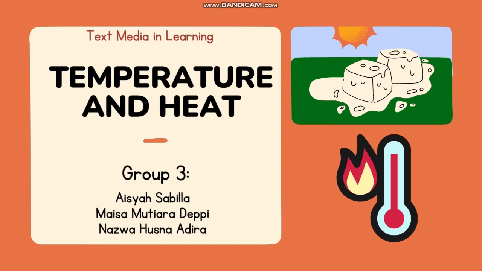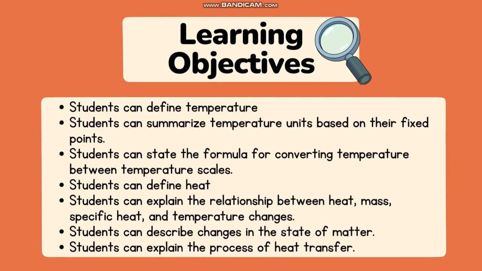Temperature and heat. The learning objectives of this material: students can define temperature, students can summarize temperature units based on their fixed points, students can state the formula for converting temperature between temperature scales, students can define heat, students can explain the relationship between heat, mass, specific heat, and temperature change, students can describe change in the state of matter, students can explain the process of heat transfer.